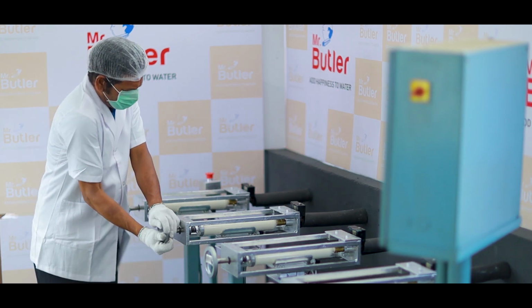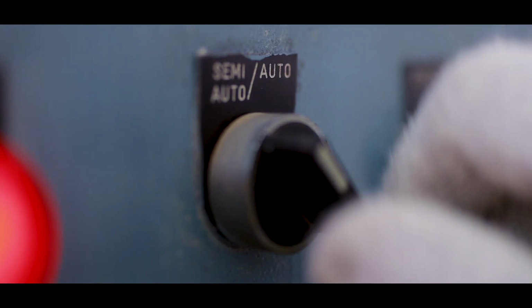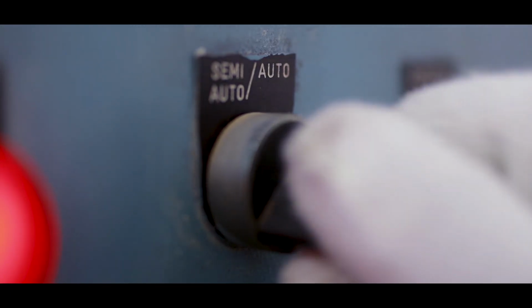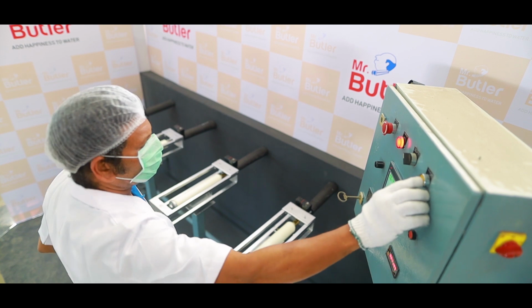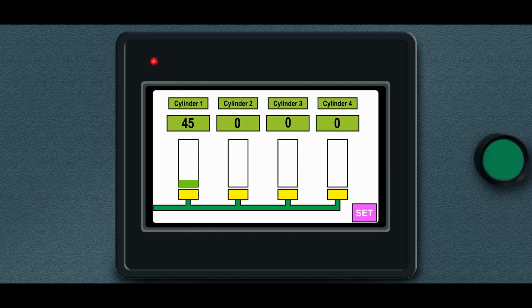After the indicator turns green, turn on the carbon dioxide input valve. Then turn the cycle switch to auto mode. Press the start button. The red light on the solenoid valve glows, showing that carbon dioxide filling has begun.